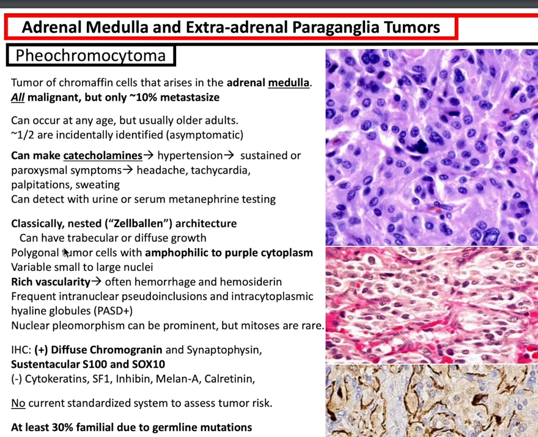Pheochromocytoma. These are tumors of chromaffin cells that arise in the adrenal medulla. All are considered potentially malignant, but only 10% metastasize. It can occur at any age, but usually older adults, and approximately half are incidentally identified and are asymptomatic. It can make catecholamines, which leads to the clinical symptoms of hypertension, sustained or paroxysmal, headache, tachycardia, palpitations, and sweating, and you can detect with urine or serum metanephrine testing.